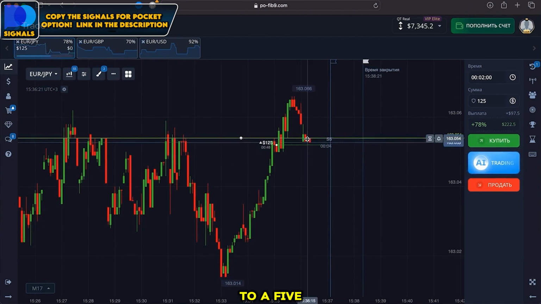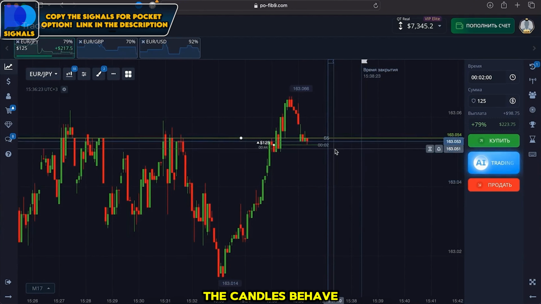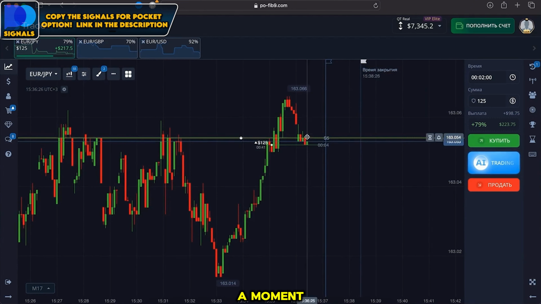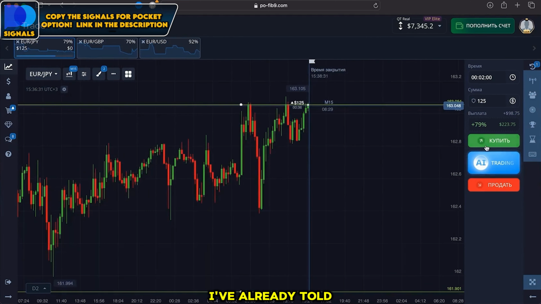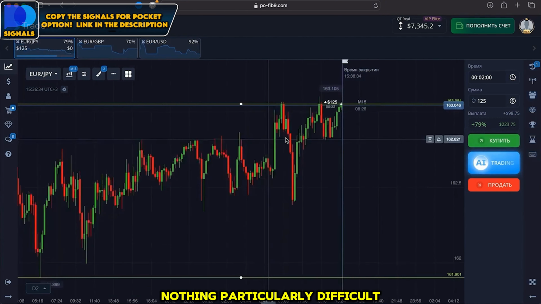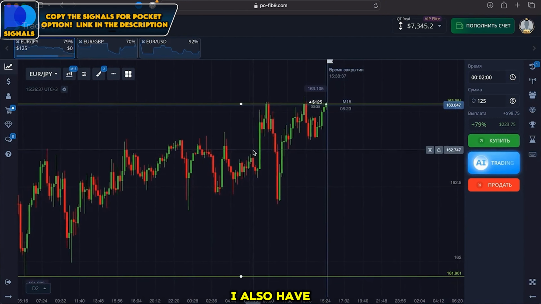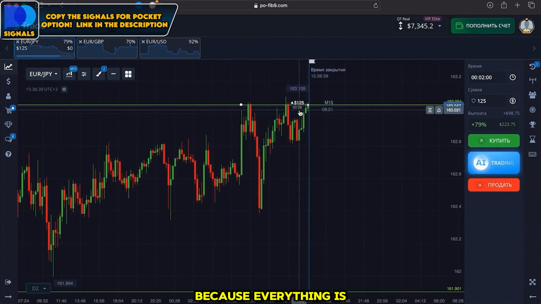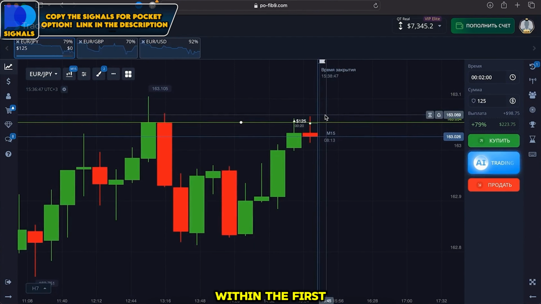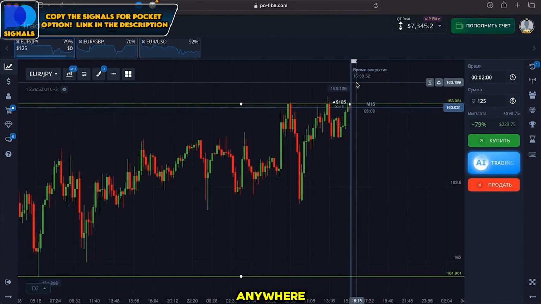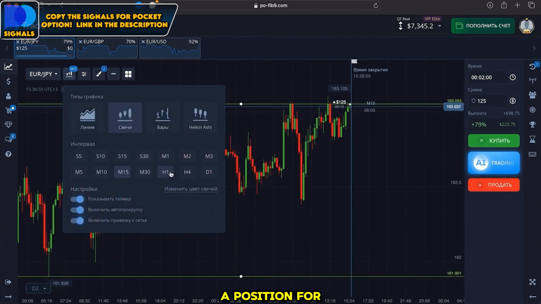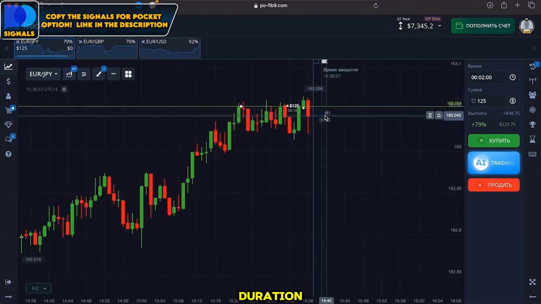So let's switch to a 5-second interval to see how the candles behave here. Maybe we'll see a moment that starts to reverse. So it seems I've already told you everything here because there was nothing particularly difficult. I also have no such ideas to tell you because everything is very simple. There is nothing difficult. Well, now, anyone who watches this video within the first 20 minutes of its release, if the trend doesn't sharply go anywhere, can safely open a position for an upward movement for a longer duration.